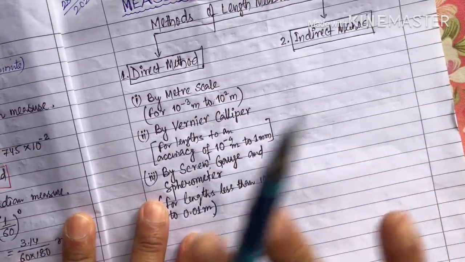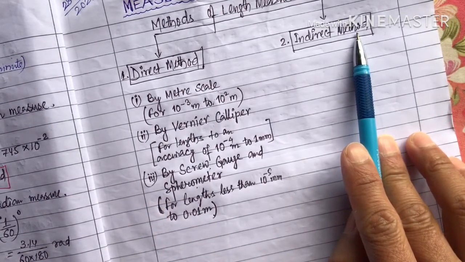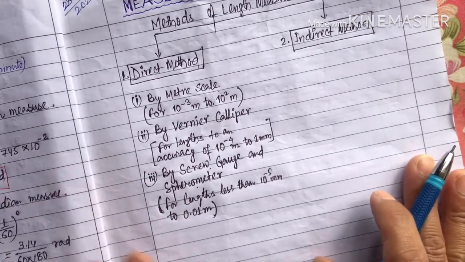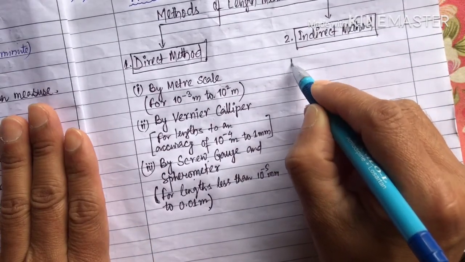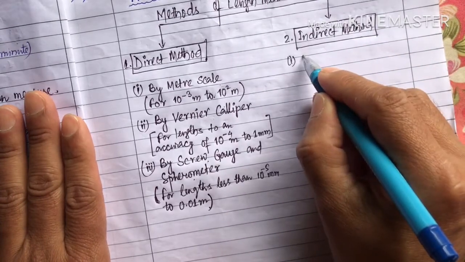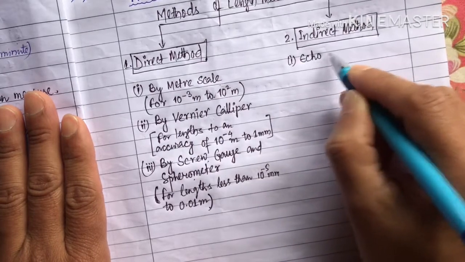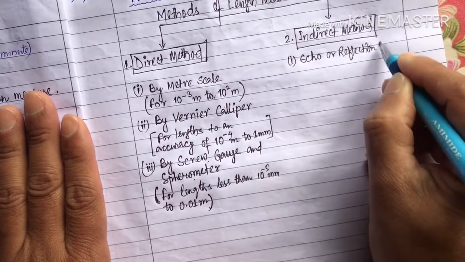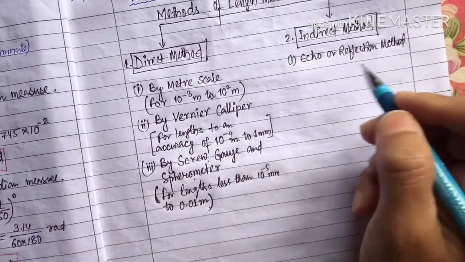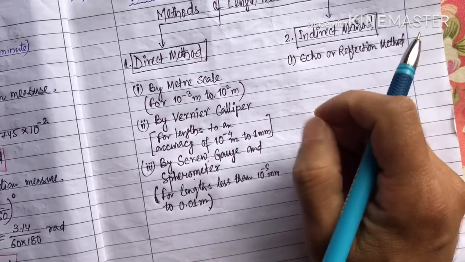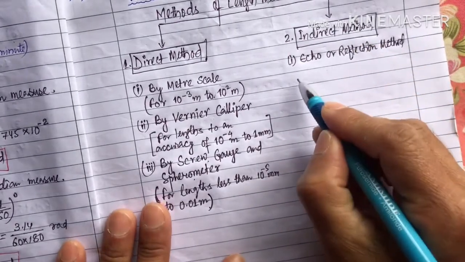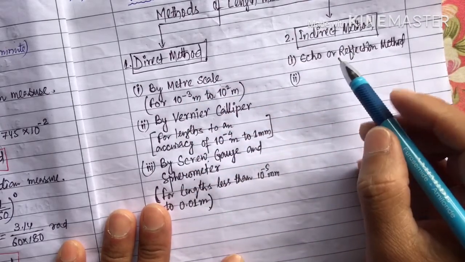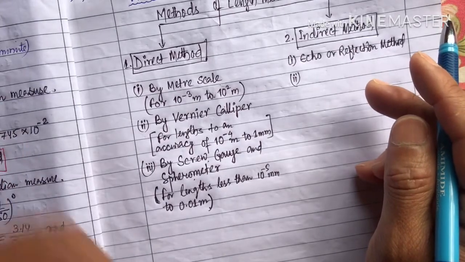Now, this indirect method is fully based on your intelligence, your skill, and your sense, right? Now, let's see what those are. We have so many indirect methods, but as I said, we will go for only a few. So let's start. Number one is called the reflection method or echo-reflection method. You'll find echo-reflection method in your book also. This is simply the reflection of sound. A sound wave is used here to measure the distance. You don't need any measuring device like what we used in the direct method. Here we need some intelligence and skill.